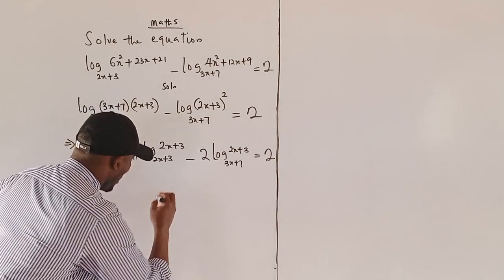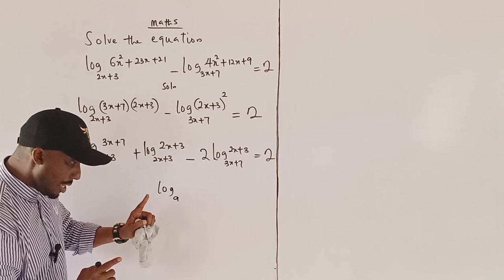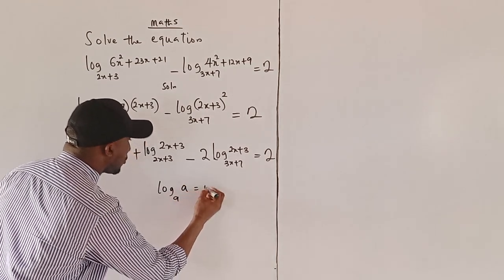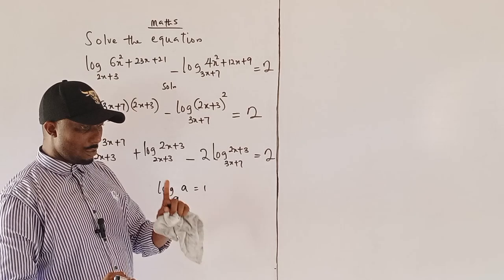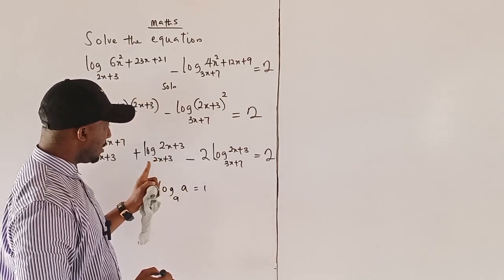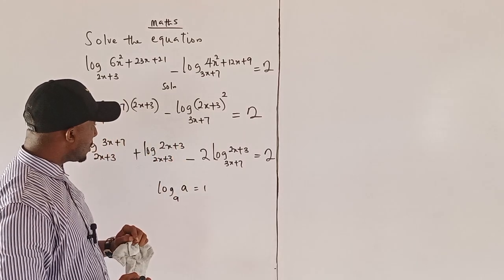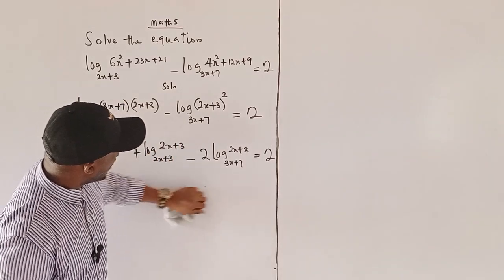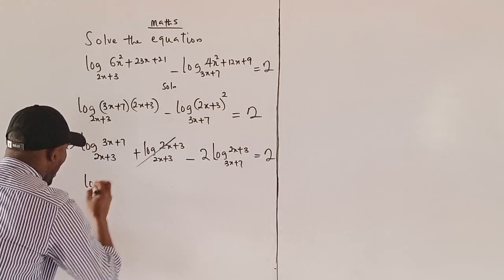Because log to the base a of the argument a is equal to 1. This is true for numbers or letters or even expressions like we have here. So log to the base 2s plus 3 of the argument 2s plus 3 is 1. So with this law, we will rewrite this entire problem, and this one will cancel out.